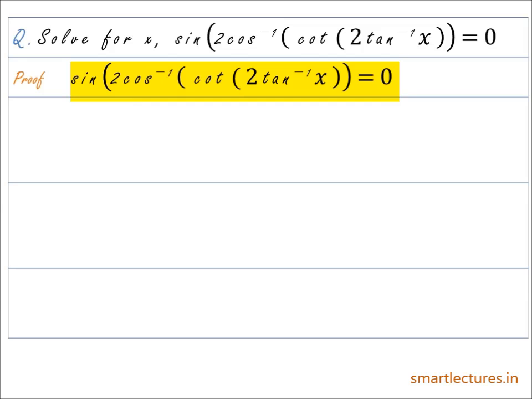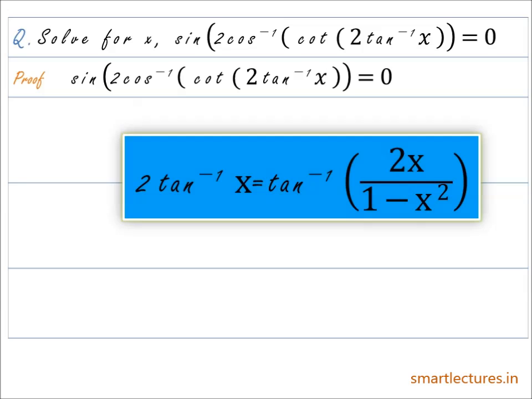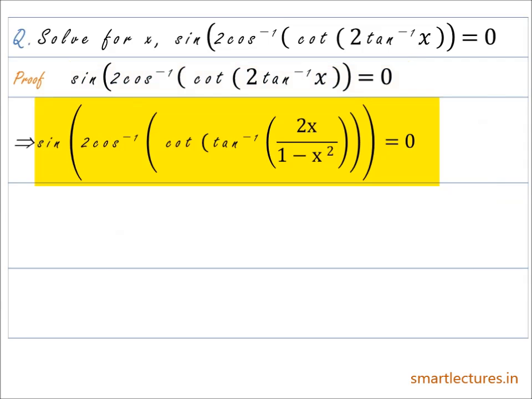Now you have already learned in the previous episodes that 2 tan inverse x is equal to tan inverse 2x upon 1 minus x square. So in place of 2 tan inverse x, we can also write tan inverse 2x upon 1 minus x square. So now this equation can be also written as sine of 2 cos inverse cotangent of tan inverse 2x upon 1 minus x square is equal to 0.